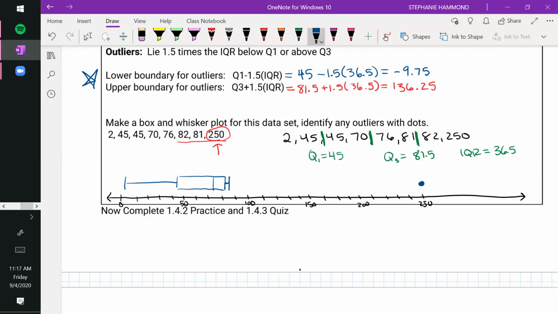So you don't have to do the 1.4 to practice. I got rid of that. But at this point, you should do the 1.4.3 quiz. Let me know if you have questions. And then the next thing after that is a practice assignment in which you'll learn how to make a box plot on your graphing calculator.